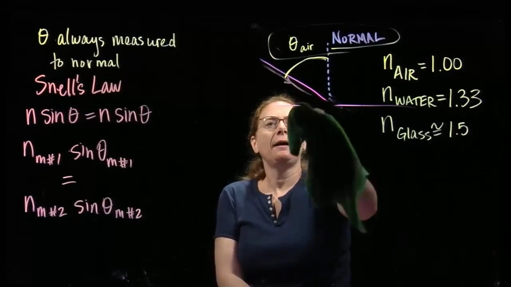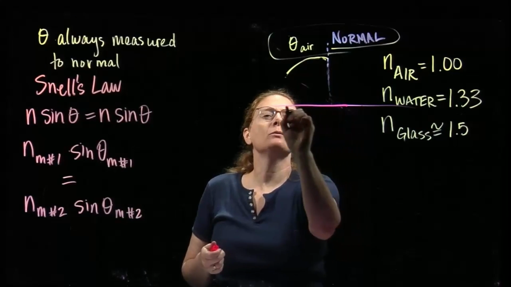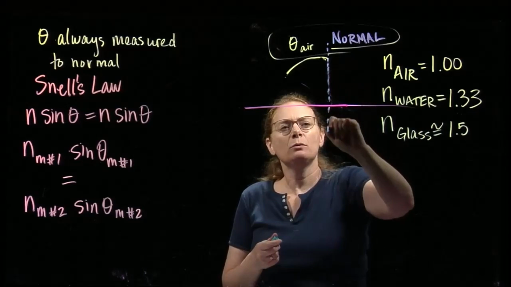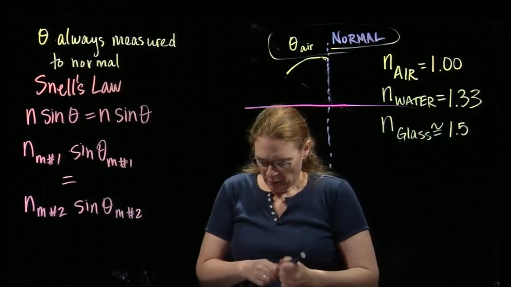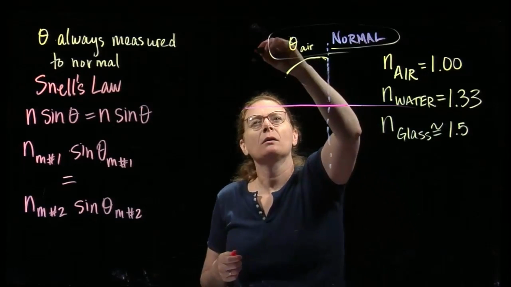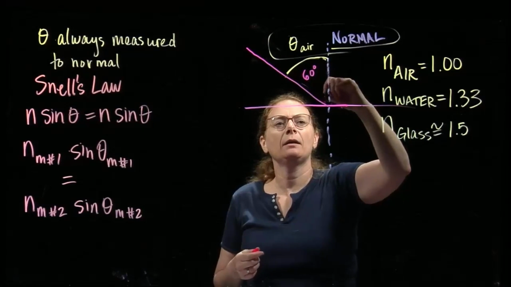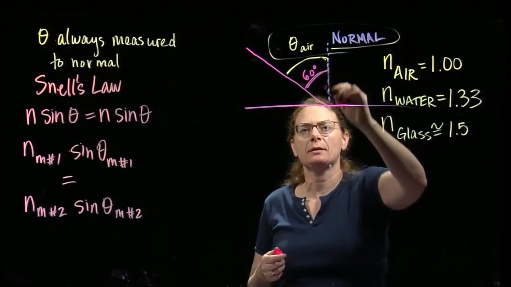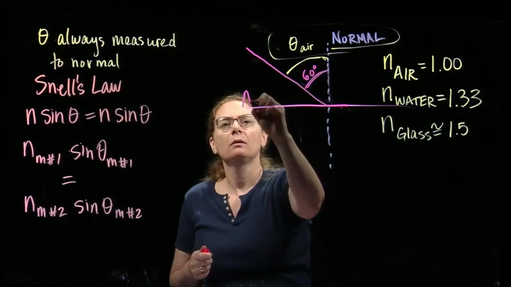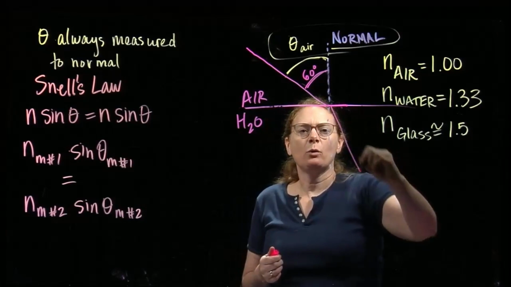If we have an angle in air of, let's get my normal line. Okay, let's see, air into water. Let's say we have an incoming angle in air of 60 degrees. And again, that is to the normal. So this is my 60. Well, my angle in water, I know it should bend towards the normal.